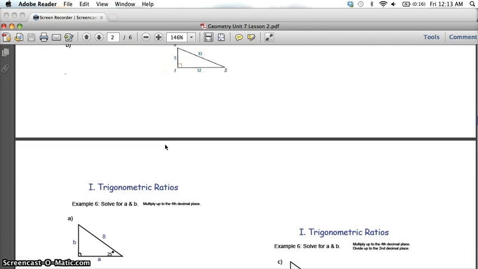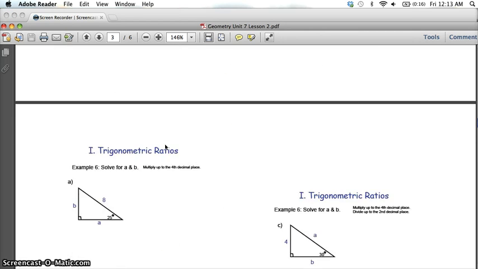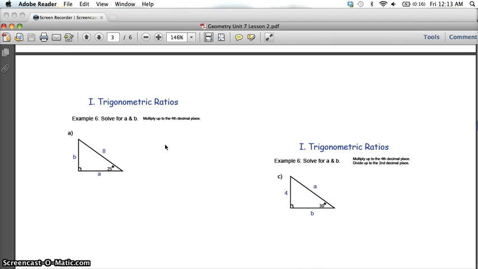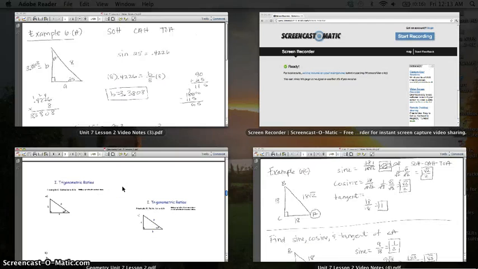All right. Now let's go down to trigonometric ratios. Now, if we know that this angle is 25 and we know that this angle is 90, we need to find what is our third angle.